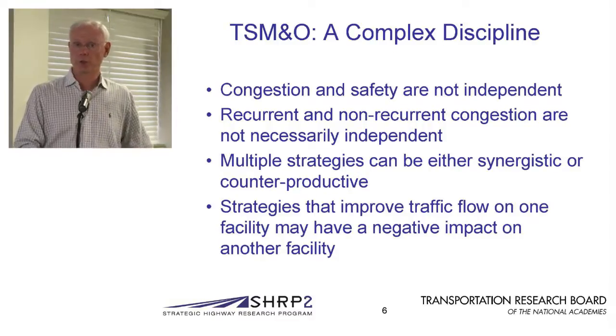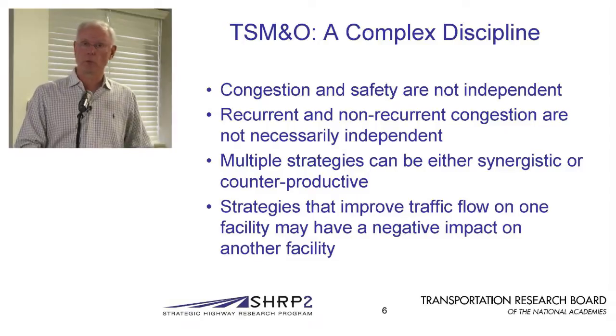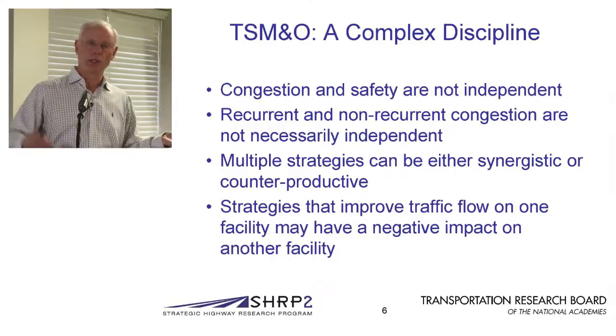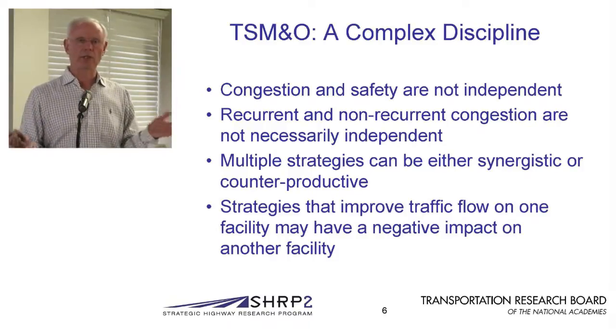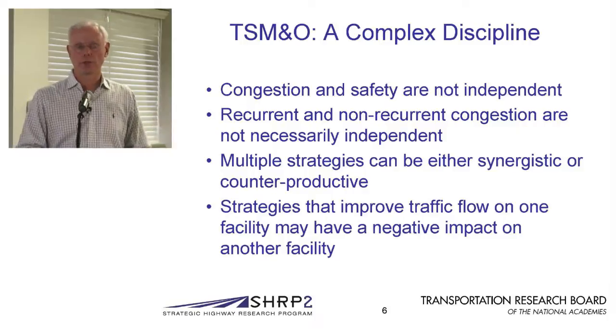Strategies can be mutually supportive, or they can maybe work against each other a little bit. As an example, we can look at agencies that do ramp metering that maybe also use the shoulder to increase the capacity along the freeway. We're managing the demand on the one hand, we're providing additional capacity on the other. Those things support each other.